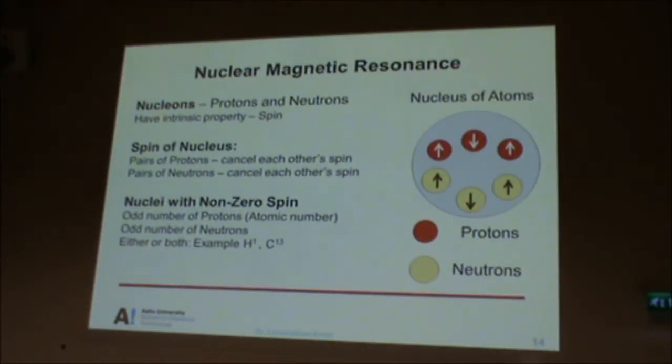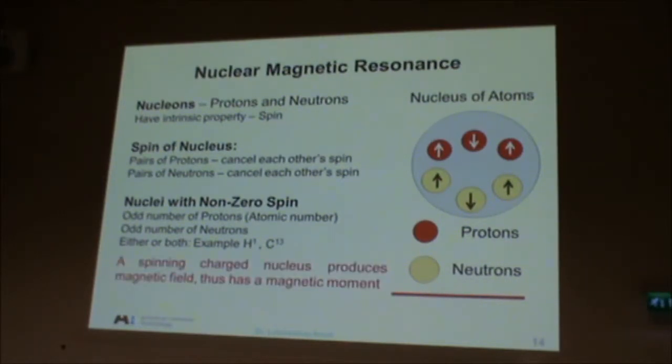The same applies to neutrons. If the total number of neutrons is even, then it won't have any net spin. But if you take nuclei with non-zero spin, they might have an odd number of protons, an odd number of neutrons, or both. Then these nuclei have a net spin, and a spinning charged nucleus produces a magnetic moment.